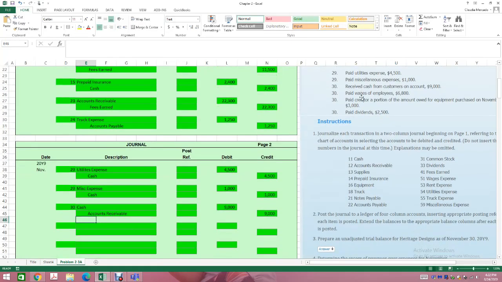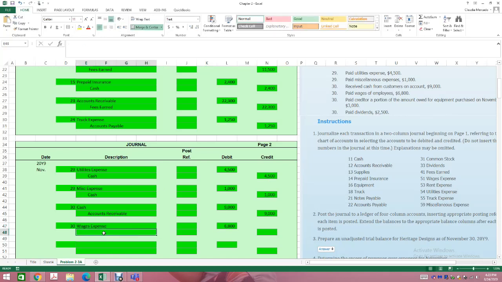On the 30th, once again, let's see what happened. You paid wages of employees, $6,800. You paid your wages to your employees. Do we have anything for wages? Yes, we do. We have wages expense. Okay. We have wages expense of $6,800.